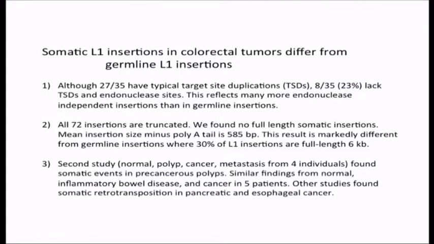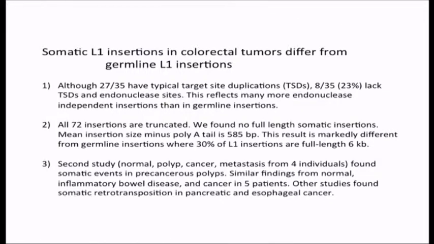All 17 of the insertions are truncated. The expectation would be for 30% of the insertions to be full length, but 0 were full length. And they were on average very short, 585 base pairs, which is shorter than expected. So these two are major differences between the insertions that are found in the germline, in the genome, and what we find in cancerous tissue.